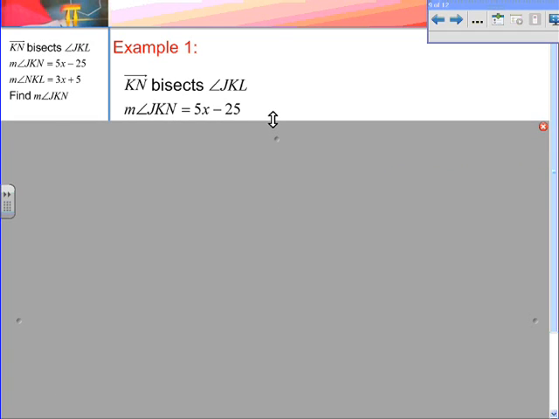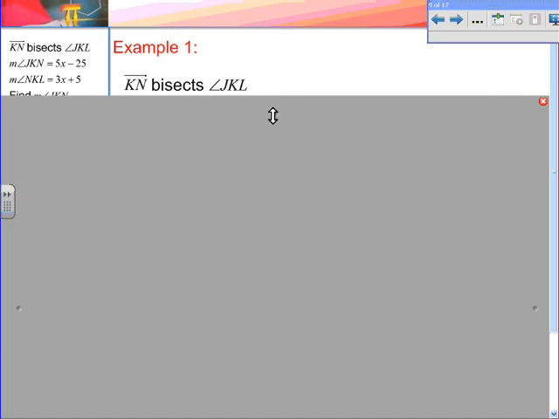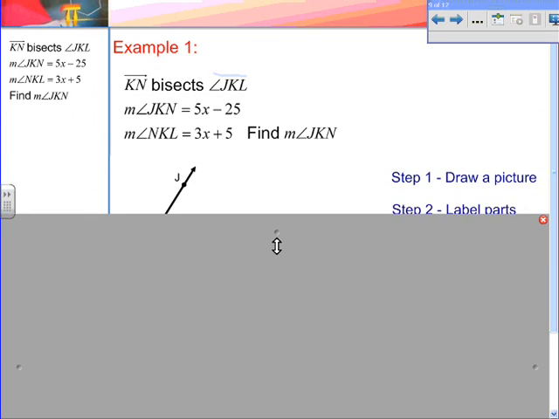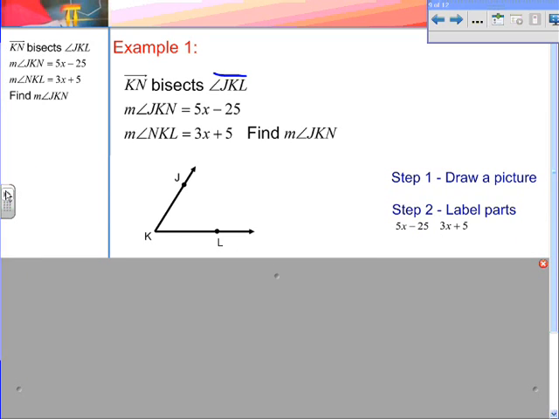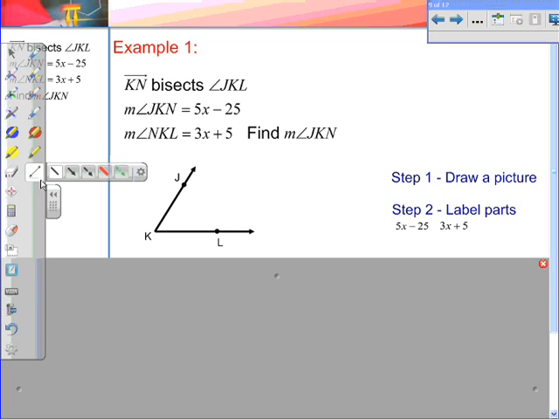Now, the very first line is where we're going to start. We know that ray KN bisects angle JKL. So this is where we have to start. We've got to start with angle JKL. So here I've got it right here. We've got angle JKL. Now, ray KN bisects it. So we need to put in ray KN.